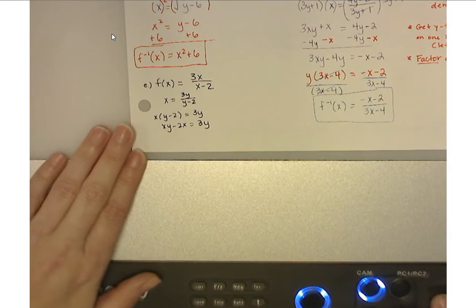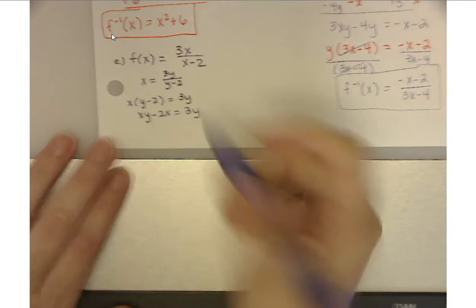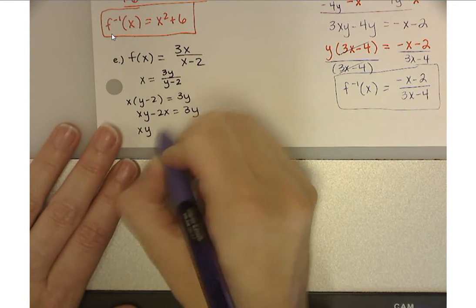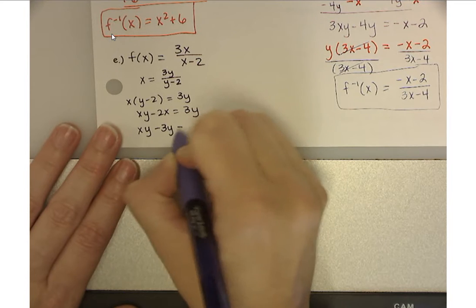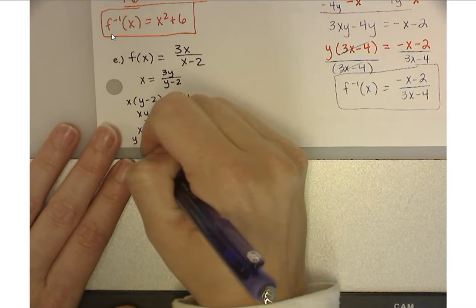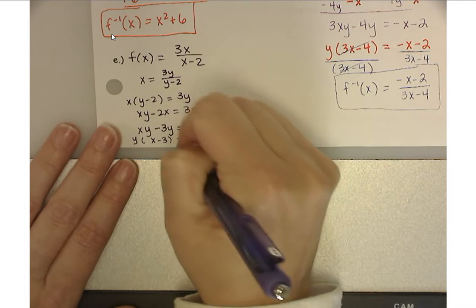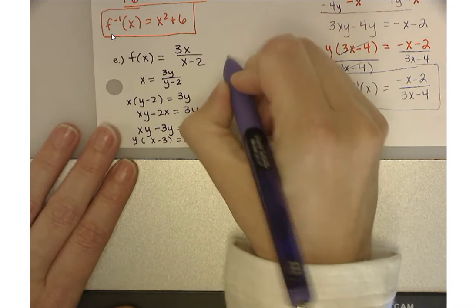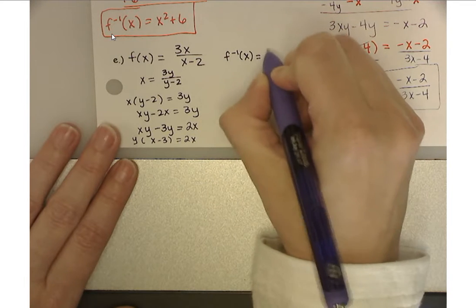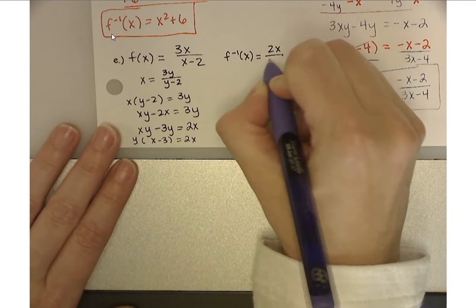Okay, now remember I said that I always move the y terms to the left side, so I'd have xy minus 3y equals 2x. So then I factor out my y, y times x minus 3 equals 2x. So my inverse would be 2x divided by x minus 3.